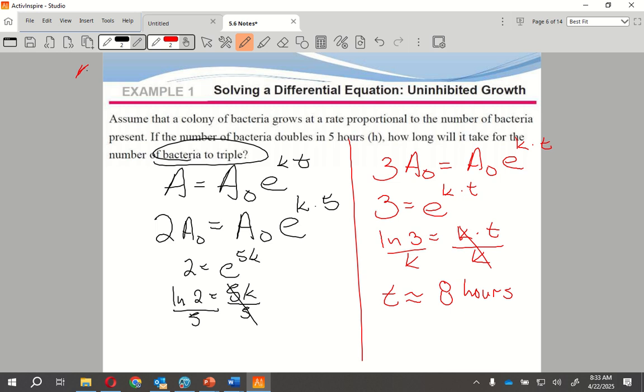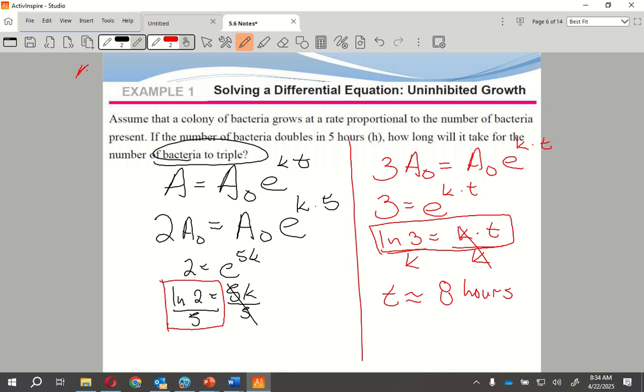Are you okay, Christian? About 8 hours for it to triple. Can you really quick redo, like backpedal one step, how you got from the ln 3 over k to the 8 hours? Okay, what's k? ln 2 over 5. Okay. Are you okay with this right here? My top part up here. Are you okay with that?